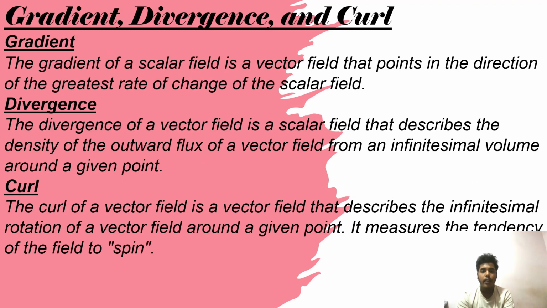Gradient, divergence, and curl. Gradient. The gradient of a scalar field is a vector field that points in the direction of the greatest rate of change of the scalar field.